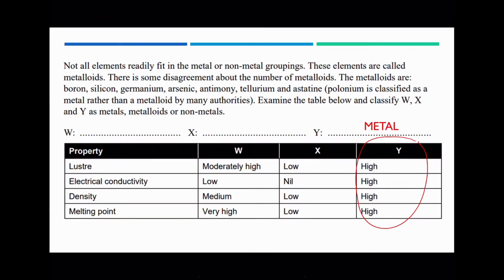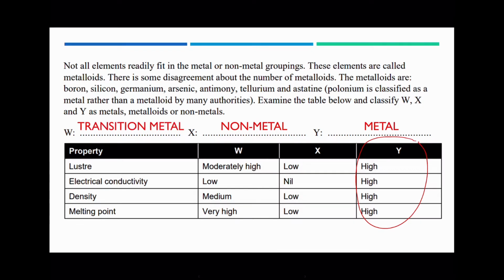In contrast, non-metals are the opposite of that. They have a low melting point. They are not shiny at all, they're not very dense, and they do not conduct electricity since they have covalent bonding. As a result, we can conclude that X in this case is a non-metal. This leaves W as a transition metal.